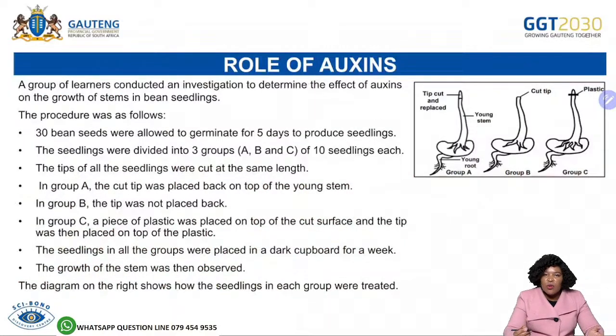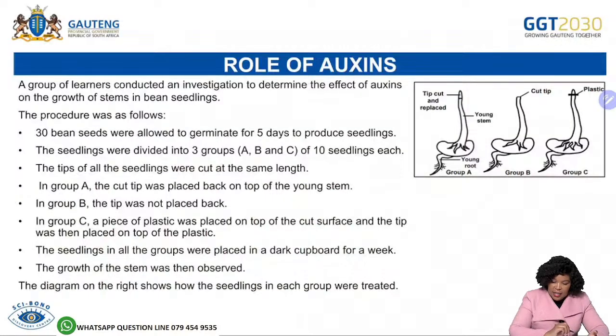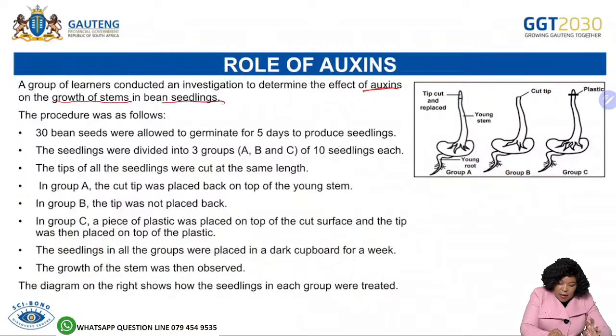Then we continue to look at another one where we are learning about the roles of auxins again. So the learners here, let us check what they did. A group of learners conducted an investigation to determine the effect of auxins on the growth of stem in bean seedlings. So here, they did not talk about light, they did not talk about the dark box. So it's just the effect of auxins on the growth of stems in bean seedlings. So let us check what they did.